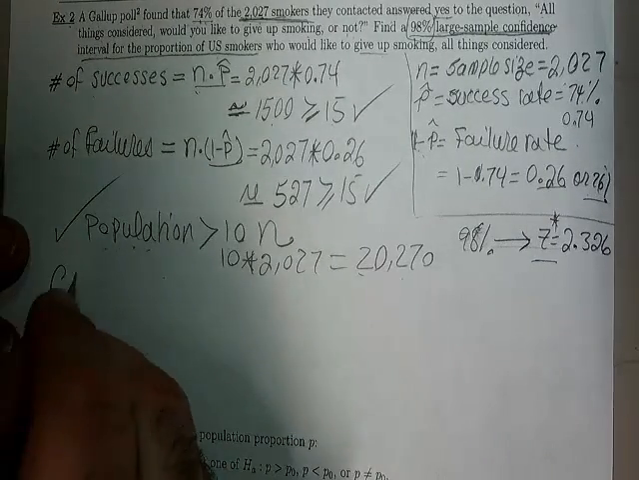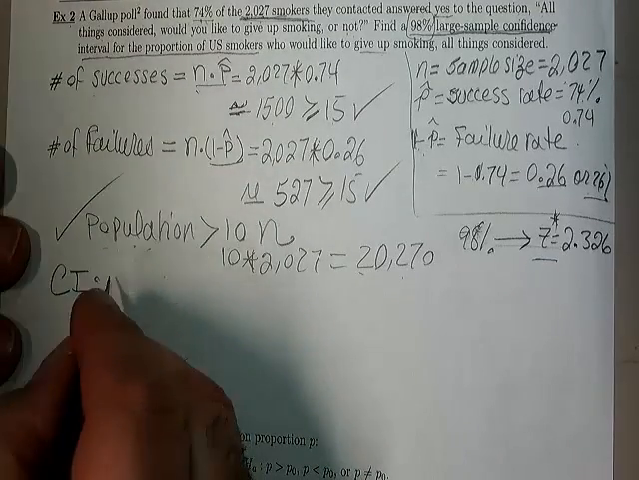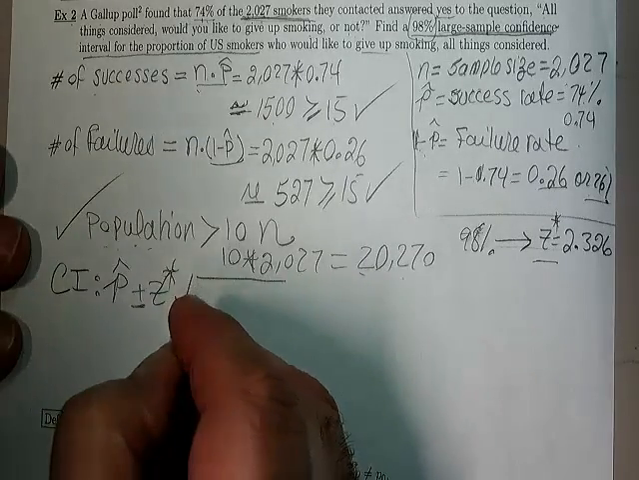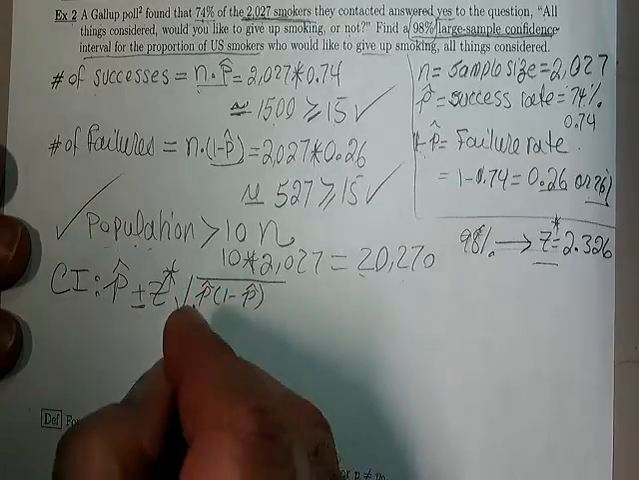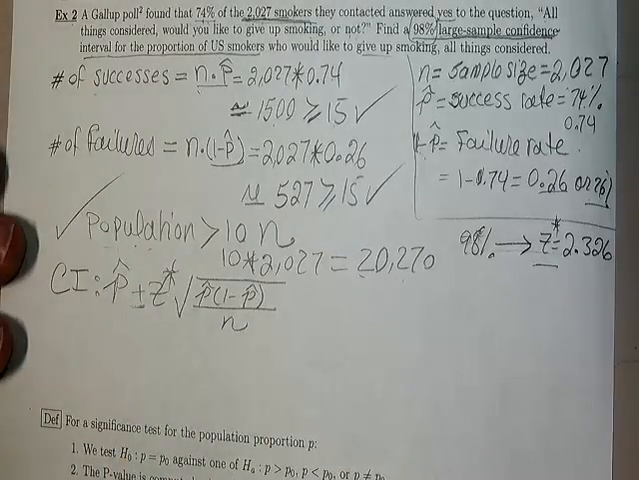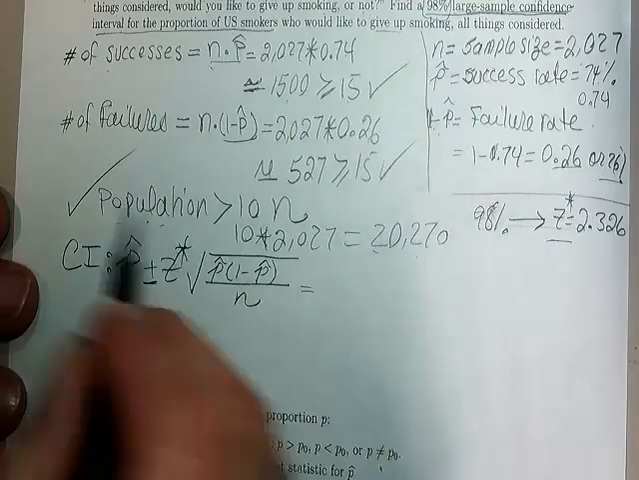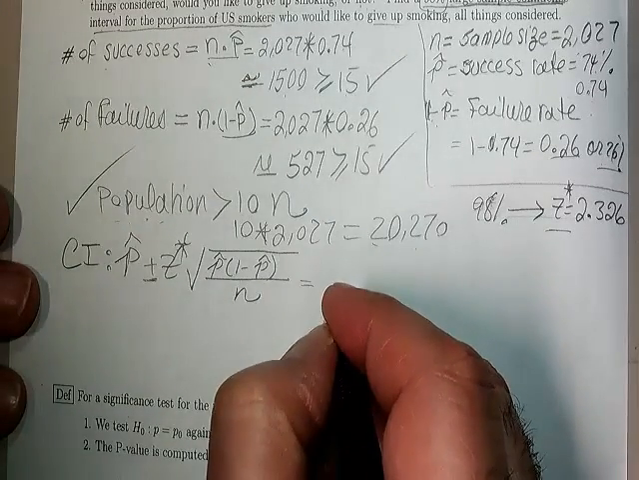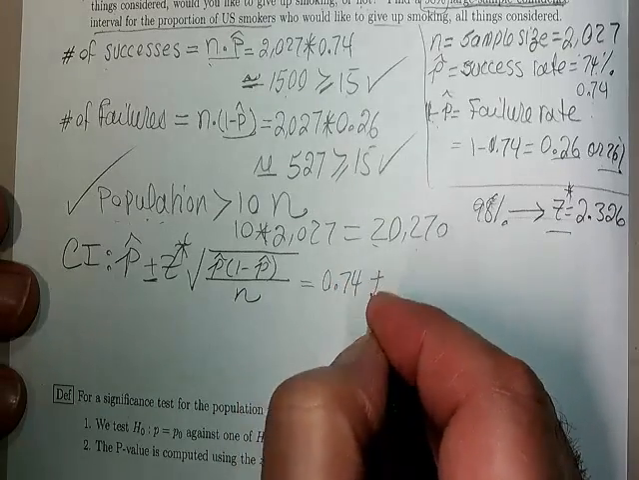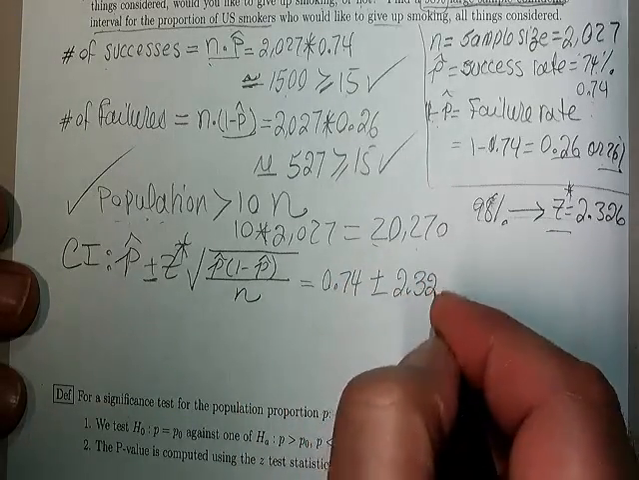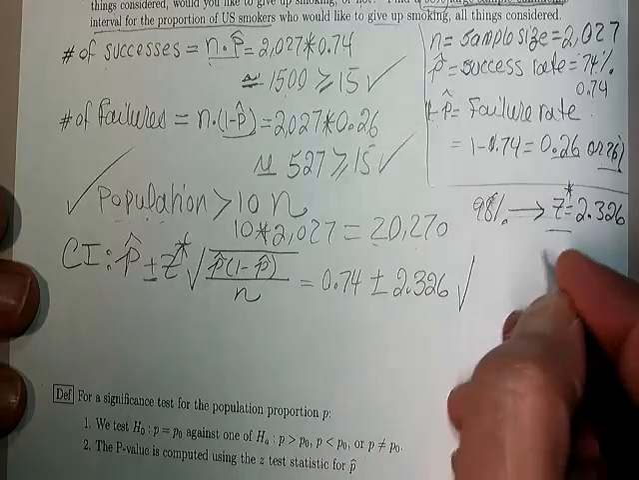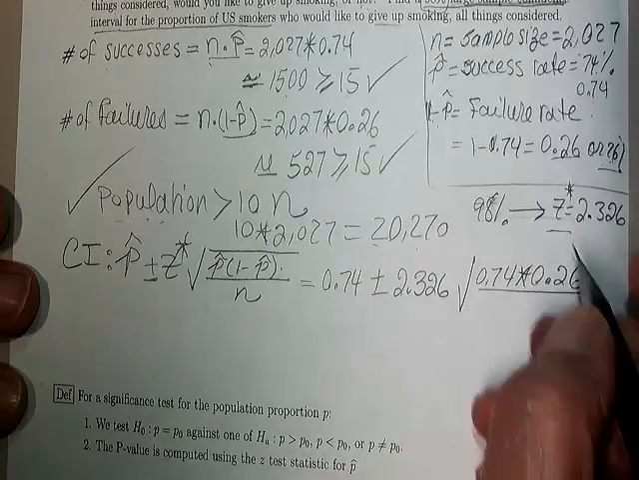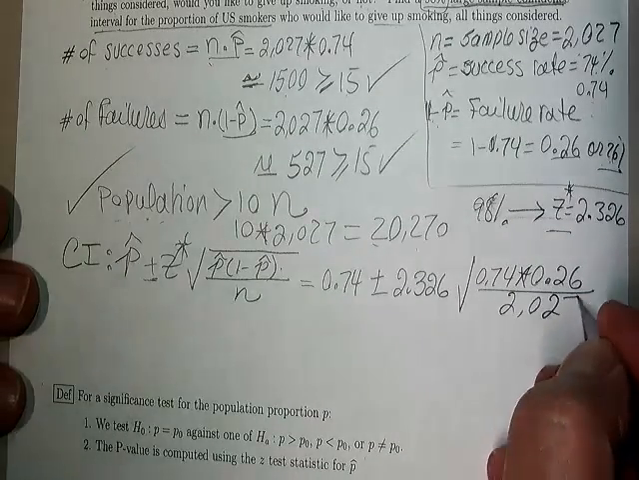So therefore, confidence interval is equal to p hat plus or minus Z star, square root of p hat times 1 minus p hat divided by n. Okay, so we calculated p hat, it's 74%. So we put these numbers there: 0.74 plus or minus Z star, which is 2.326, square root of p hat again 0.74, 1 minus p hat is 0.26, n is 2,227.